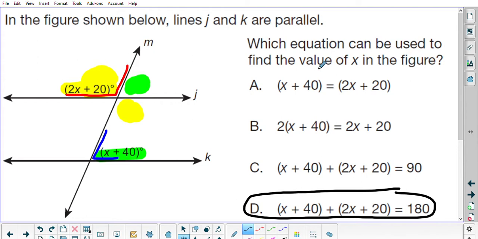Choice A would be if they were congruent, and they are not. I already explained that. Choice B is ridiculous, trying to tell you that 2 times the x plus 40 would equal 2x plus 20. We have no proof that you could take 2 times the smaller angle to get the bigger angle. Choice C is if they were complementary angles, but we have no evidence of any right angles in this diagram. So choice C makes no sense. It is choice D.